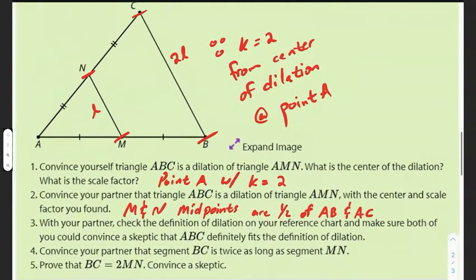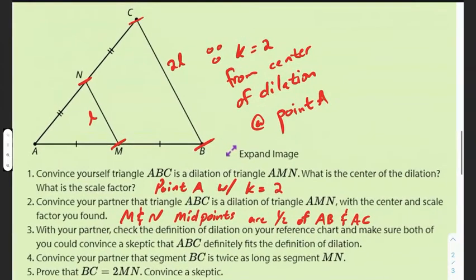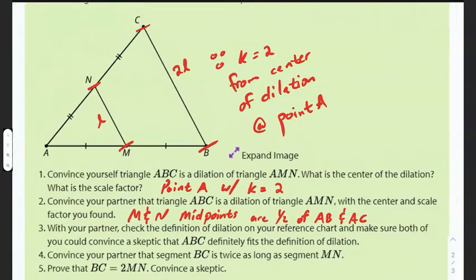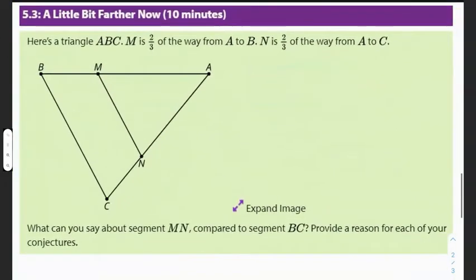All right, prove that BC is twice the length of MN. Okay, convince a skeptic. Well, I think I kind of talked about that in number 4, didn't I? So is there any other way you could have explained it? Let me know. All right, 5.3. A little bit farther now.